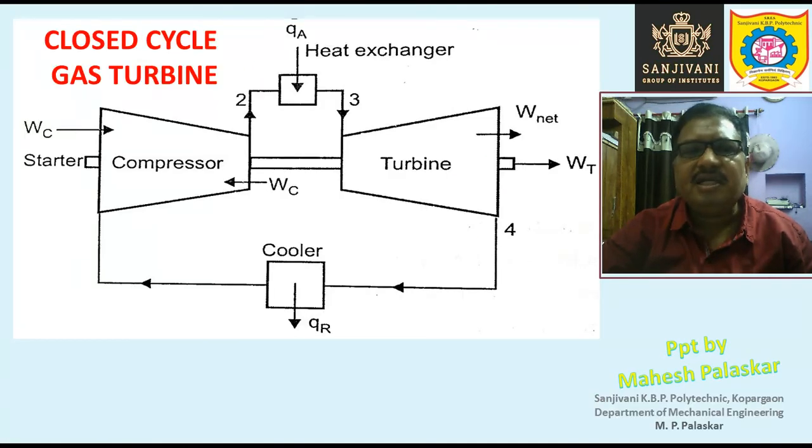So we can also study the closed cycle gas turbine with the help of this schematic diagram, and here you can see, here you assume that this is the point 1. So process 1-2 is the compression process which takes place in the compressor. So we have seen that process 1-2 takes place in the compressor, that is the process of isentropic compression according to the Brayton cycle.